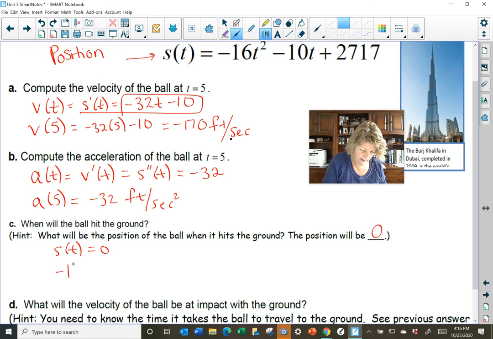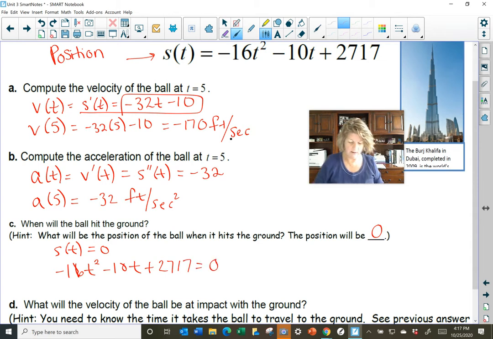So I'm going to get negative 16t squared minus 10t plus 2717 and set it equal to 0. To solve that one, I don't know if it's very factorable. I think what I'm going to do is put the equation in my calculator and find the 0 of my function in the calculator.